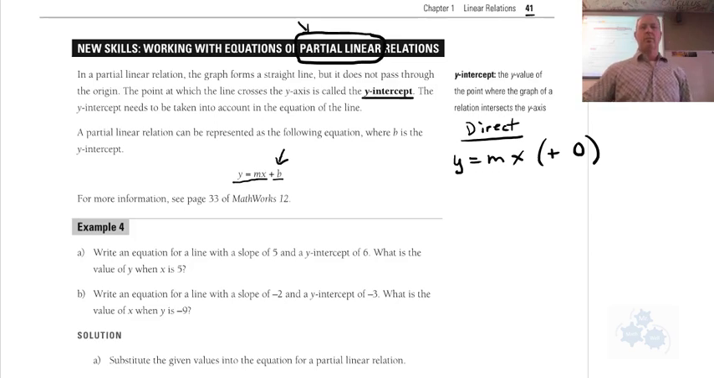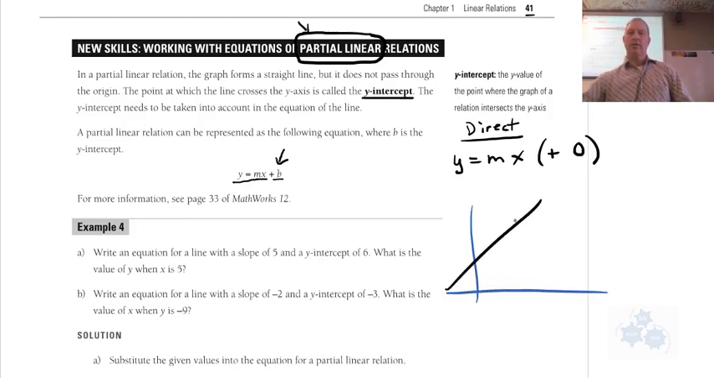That's fine too. Okay, so the y-intercept is the y value of the point where the graph of the relation intersects the y-axis. So let's say that this is an axis here, okay? If this is a straight line and it intersects the y-axis here at this point, this is the value of b. So this is b right here, okay? And a direct linear relation would look something like this, where the line goes through 0, 0. And that's, of course, b equals 0 there. All right, so direct linear relationship and partial linear relationship.